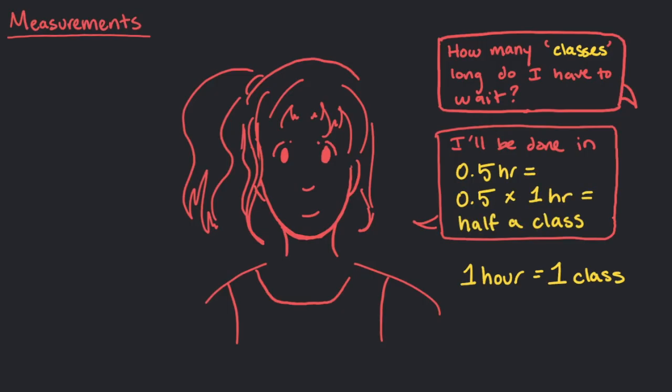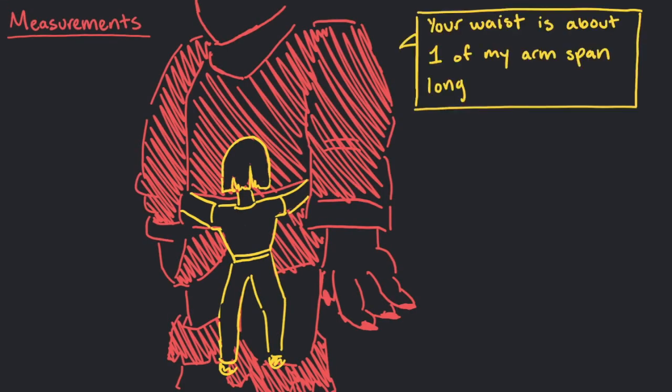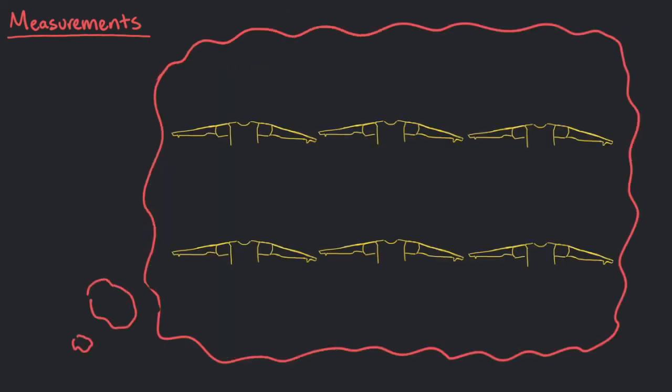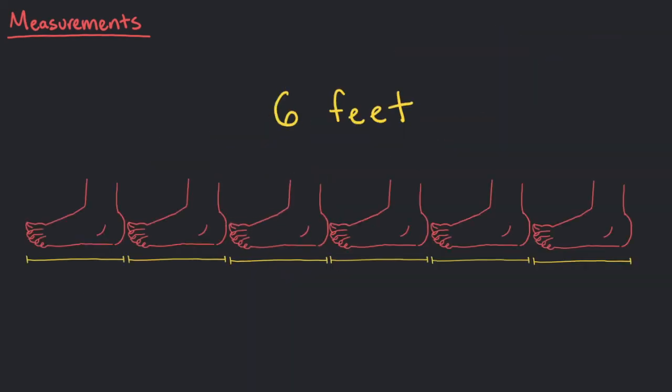Let's go back to the dark age of science when we used body parts to measure length. You hug a friendly giant. You mention to the giant that his waist is about your arm span long. He says, no, it's 6. In your head, you're thinking, 6 arm spans long? There's no way. But actually, he's talking about the length of your feet, 6 feet long.